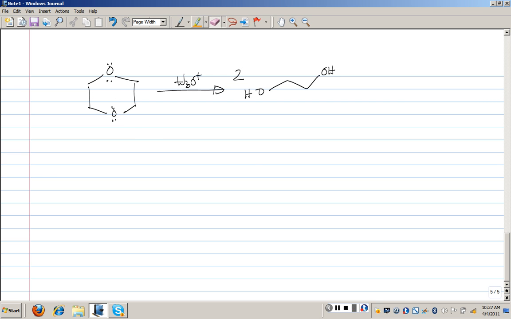So step one, we've identified as protonation by H3O plus of the ether. And that's going to be an acid-base reaction. I'm going to lose water, and I'm going to make this species. Okay, OH plus.